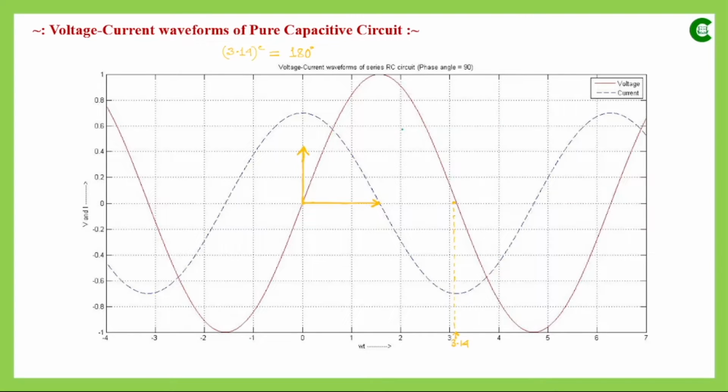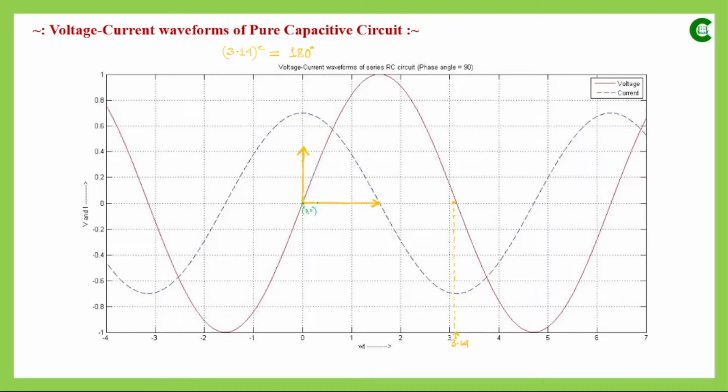Now the waveform drawn in red represents the voltage, and this point is the origin, the intersection of the x-axis and y-axis. So this is the 0, 0 point, and since voltage was taken as a reference, we start the voltage waveform from here. Along the x-axis we have taken time or omega t, the angle, and along the y-axis we have taken the amplitude of voltage and current.